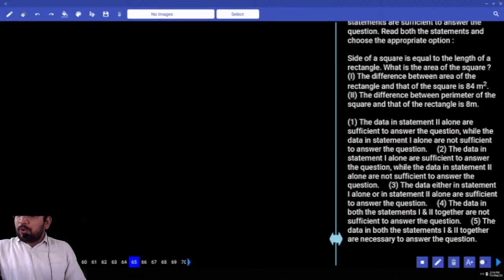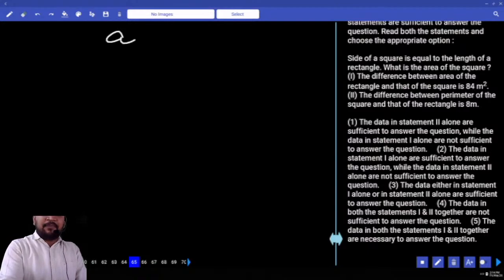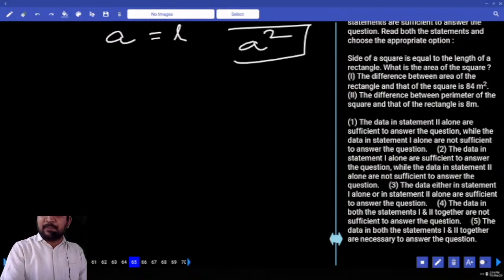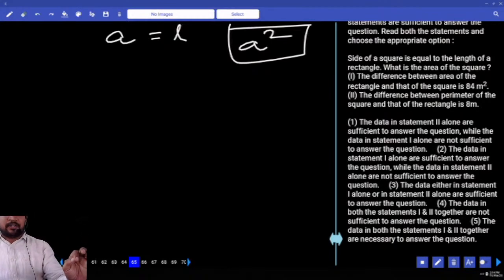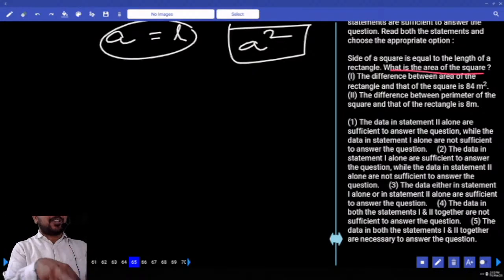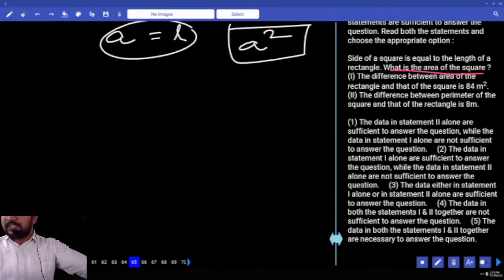Side of a square is equal to length of the rectangle. What is the area of the square? Area of the square is nothing but A squared. If you know A, then it is easy to find the square's area. If you know A or if you know L also, the answer is possible, because L is equal to A.